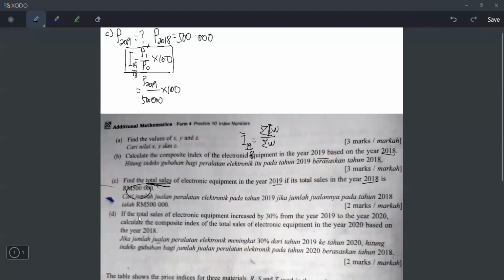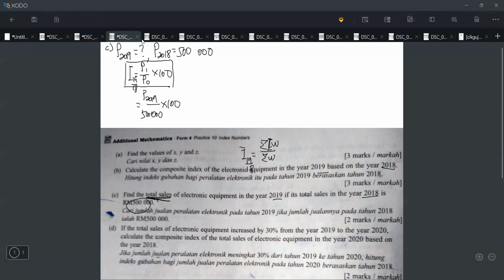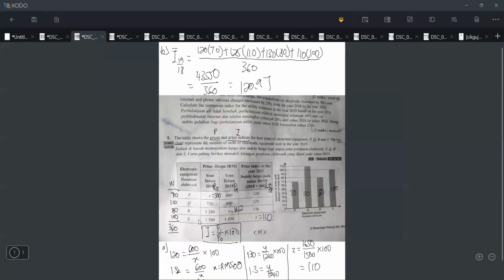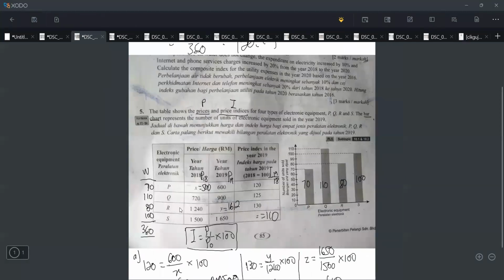Let's read the question. Find the total sales of electronic equipment. So let's go back to the table. Did the soalan mention P, Q, R, or S? No. So can I take 120, 125, 130, 110? No lah, I cannot take any of these numbers. Even though the year matches, memang 19 over 18, I cannot because they never mention any of these.